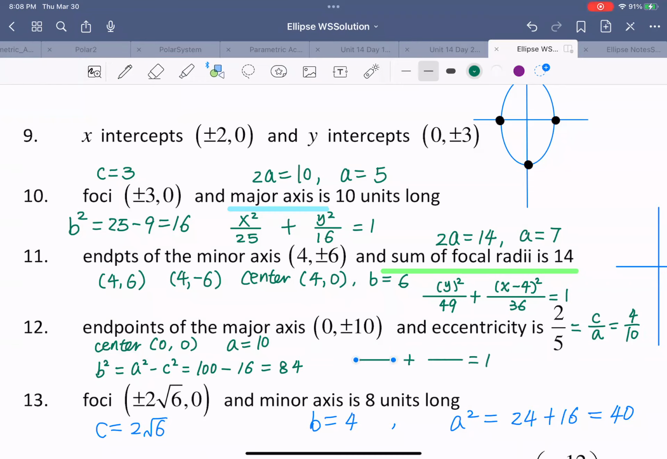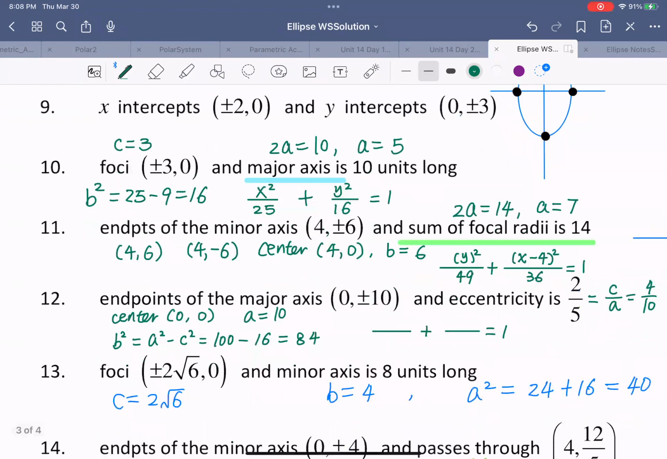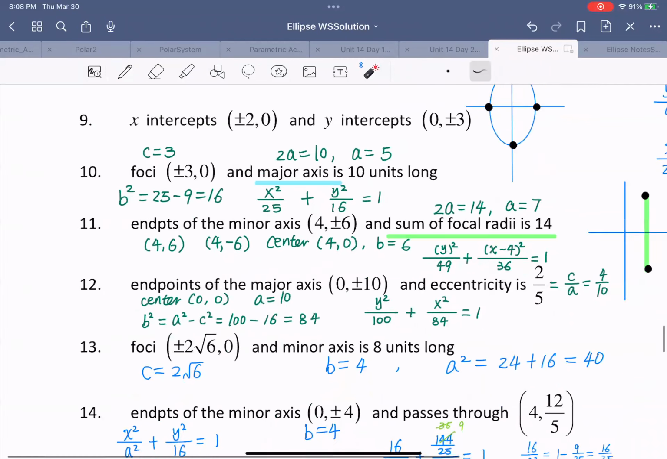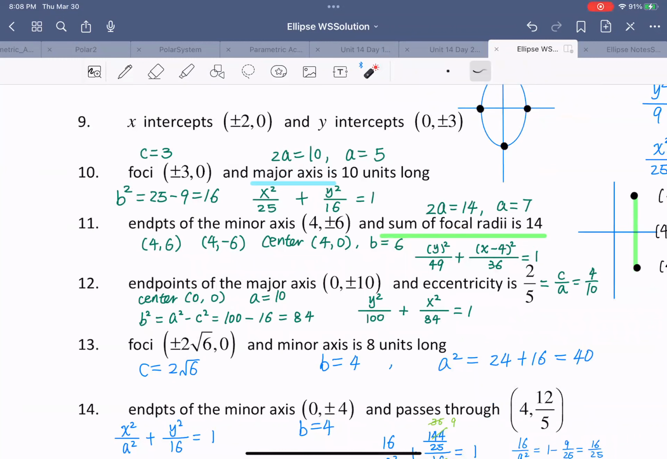Wait, so vertical. Y squared over 100, plus X squared over 84. Yes, that's it. Make sense? Yeah, kinda. Okay, because it's the first time. After practice, when you do this again, you will feel better.